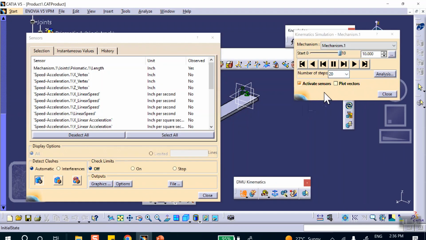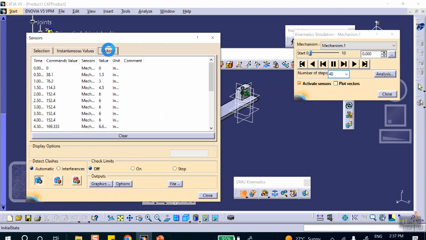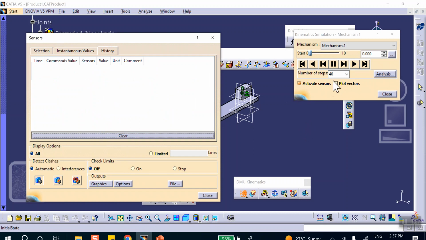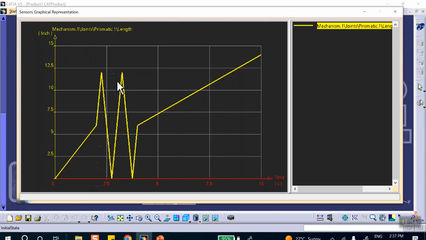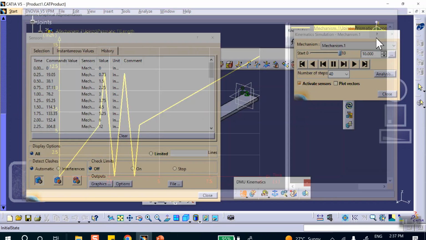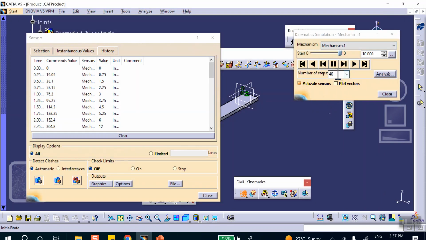Okay, let's try it again. Rewind. Let's take more steps, for example, 40. Okay, let's clear the history. Play it. And graph it. You see? So that thing has to do with how jagged your curve is going to be.